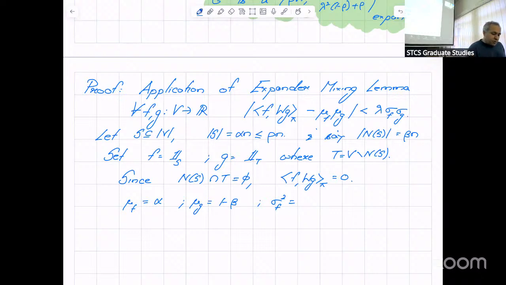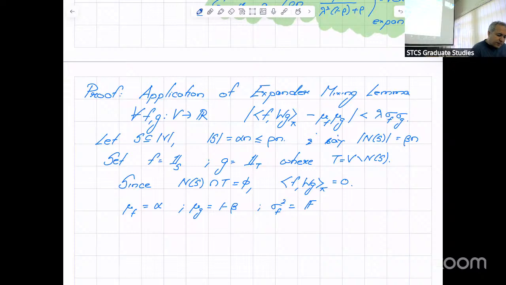P square is an upper bound. So you notice that this is just expected value of f square minus expected value of f whole square, which is the right amount. That's exactly variance. What is that? Notice because f is an indicator variable, expected value of f and f square are the same. So this is alpha minus alpha square, which is alpha into 1 minus alpha.